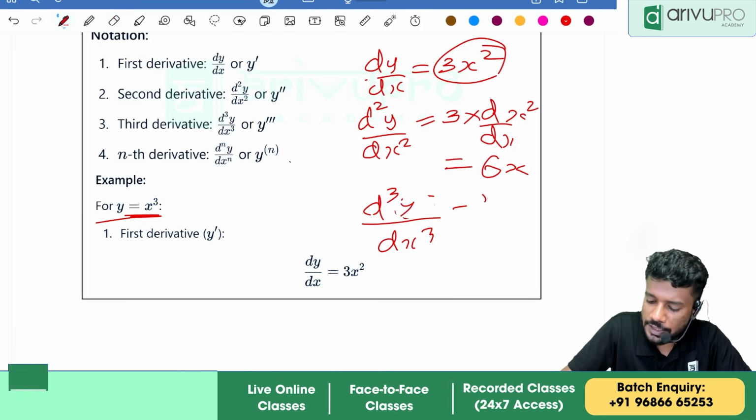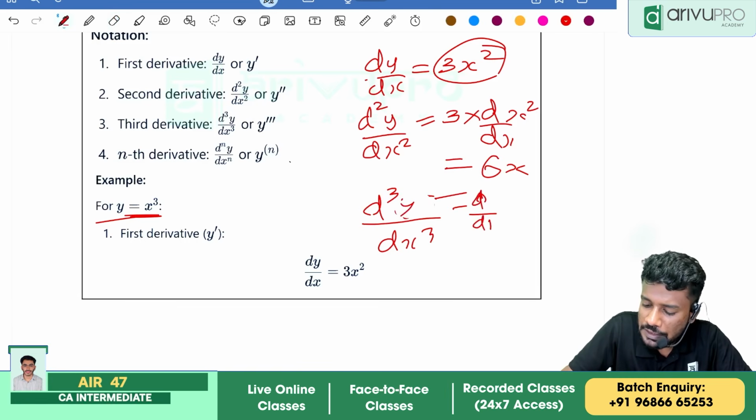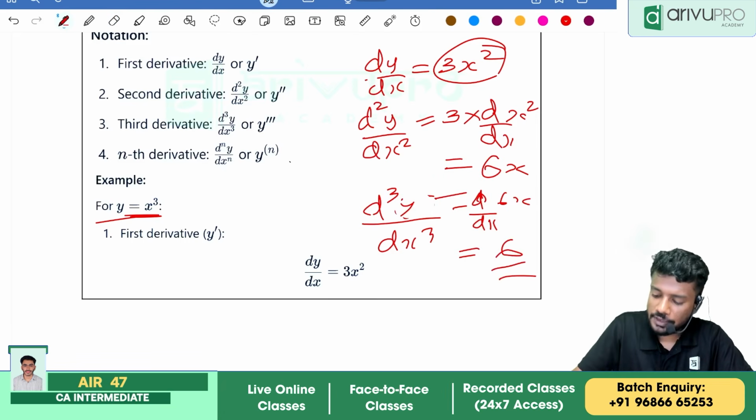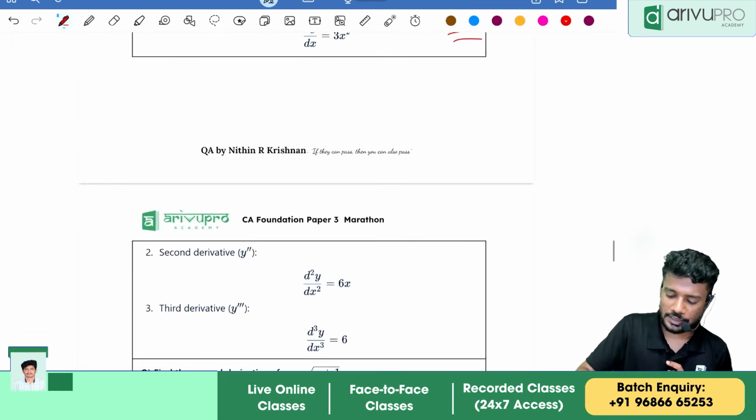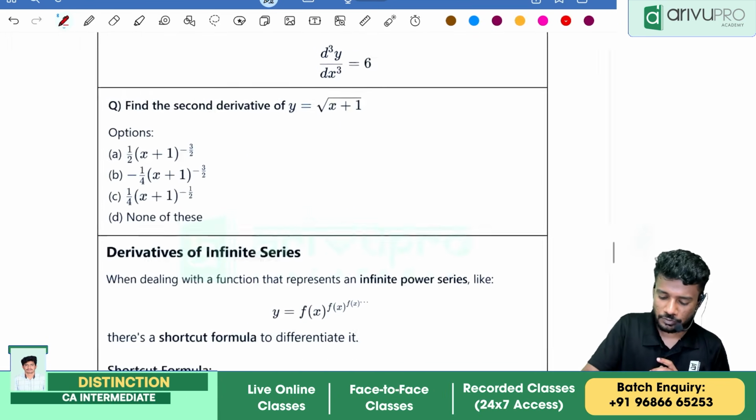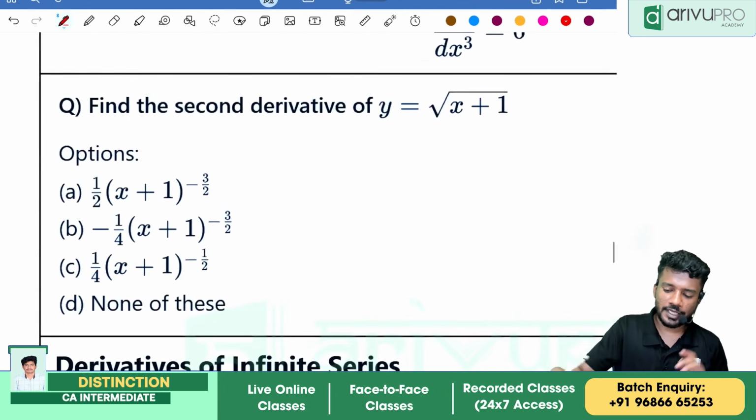That is how much? The derivative of 6x, how much is it? 6. Then what is the fourth derivative? Derivative of 6 is how much? 0. Yes.